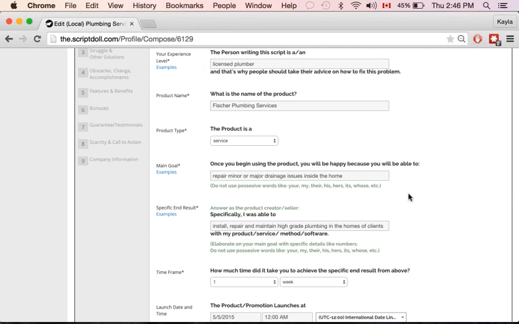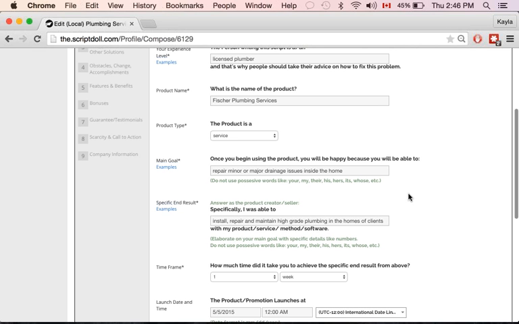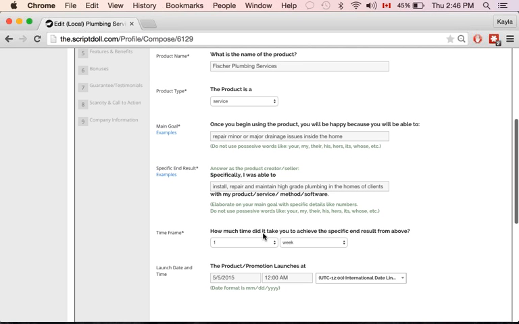Like, thank God my water isn't yellow anymore. That's disgusting. But that's a good way of doing it actually, thinking about the emotion that people feel when they read it. Definitely. And then that jumps into the next question, which is the time frame. So how long did it take you to get this actual result that you're claiming to have got?